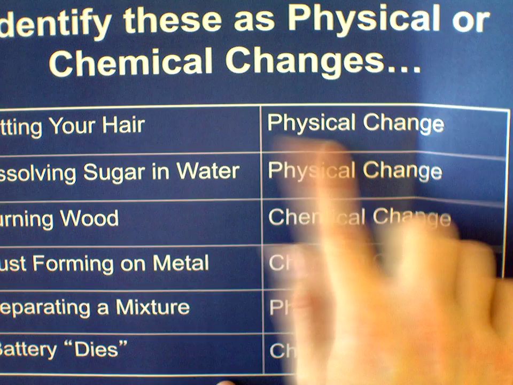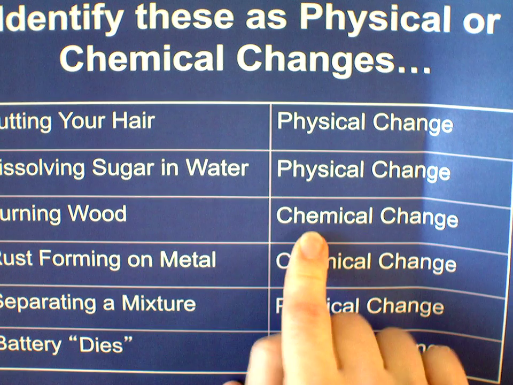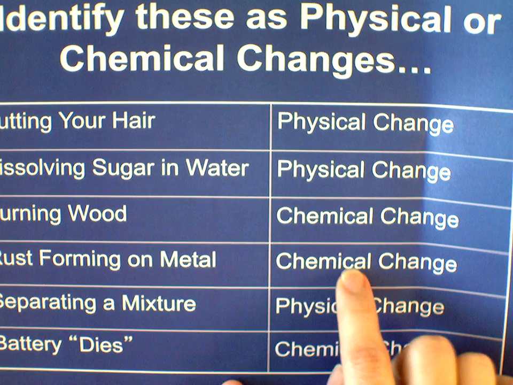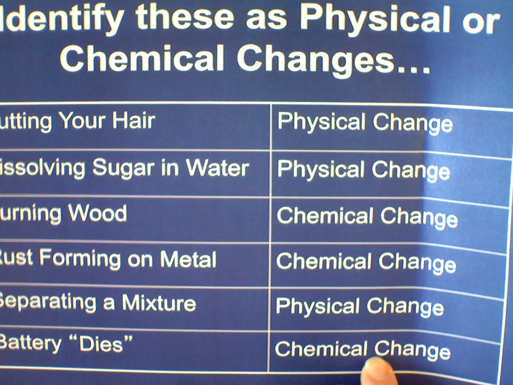So we've got cutting your hair is physical, dissolving sugar in water is physical, burning wood, that's chemical, rust forming is chemical, separating a mixture is physical, and a battery dies is chemical.